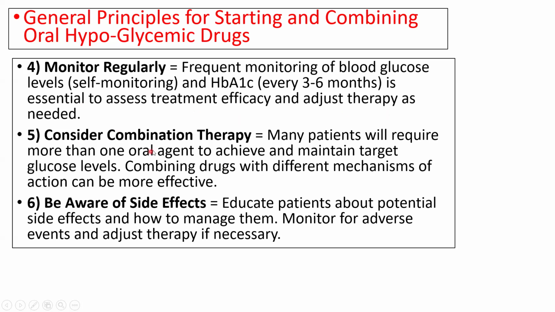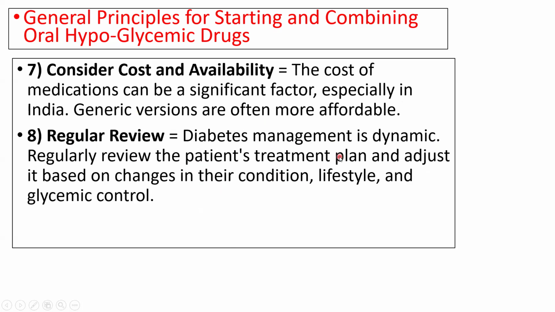Next, consider combination therapy. Many patients will require more than one oral medicine to achieve and maintain target glucose levels. Combining drugs with different mechanisms of action can be more effective. Be aware of side effects. Educate the patients about potential side effects and how to manage them. Monitor for adverse effects and adjust the therapy if necessary.